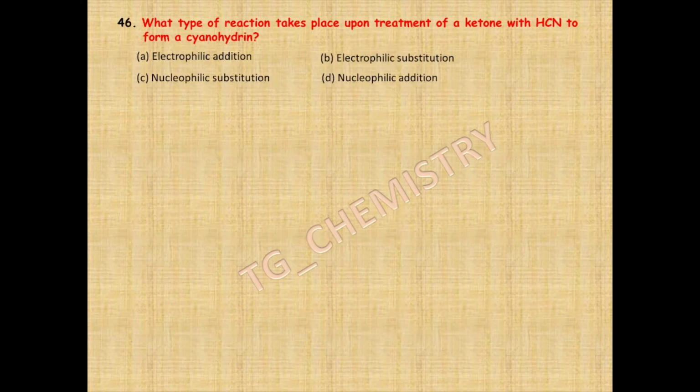Next is, what type of reaction takes place upon treatment of a ketone with hydrogen cyanide to form a cyanohydrin? Options are electrophilic addition, option B electrophilic substitution, option C nucleophilic substitution, option D nucleophilic addition. The right answer is nucleophilic addition.